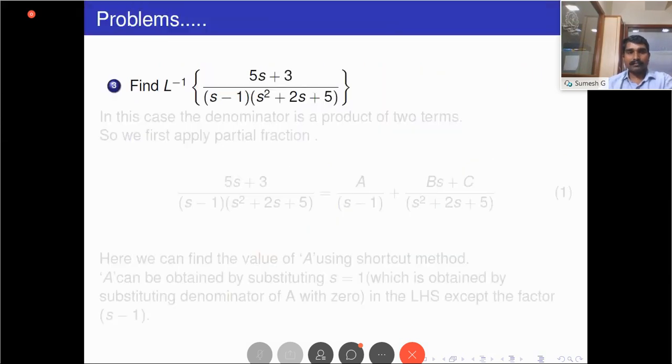Now third question. Find inverse of 5s plus 3 followed by s minus 1 into s square plus 2s plus 5.